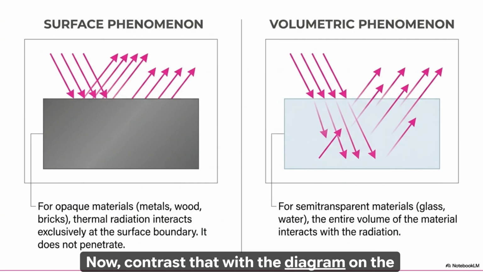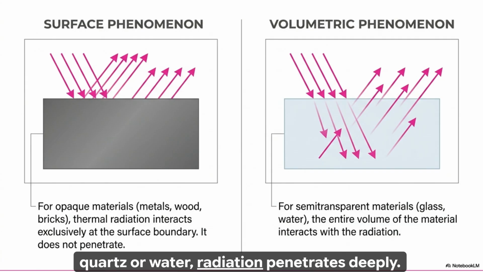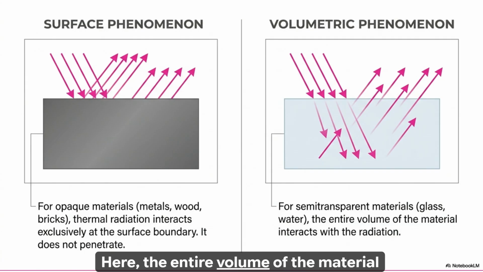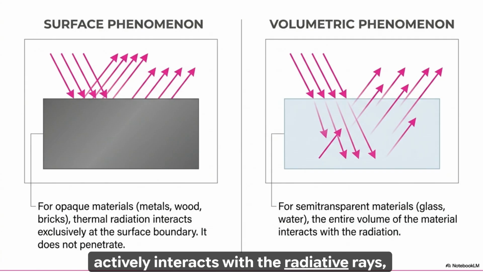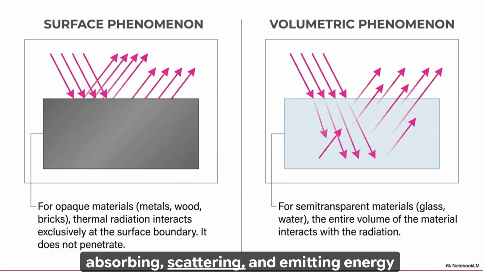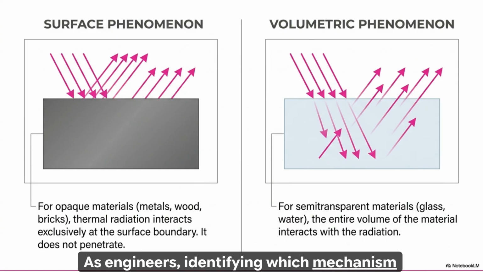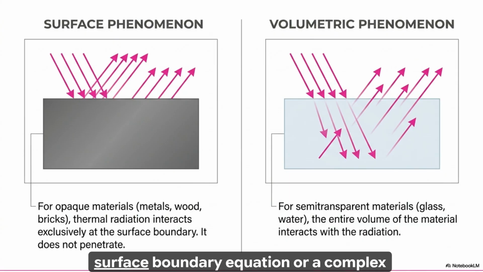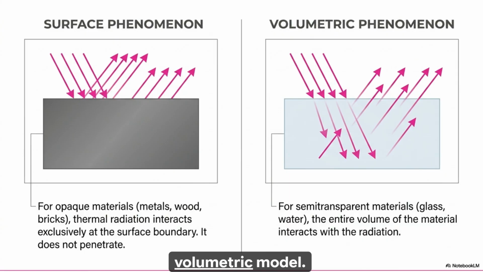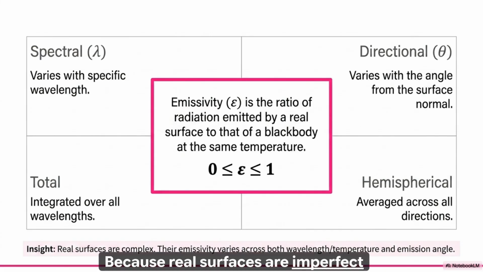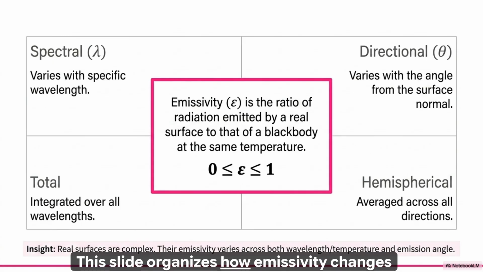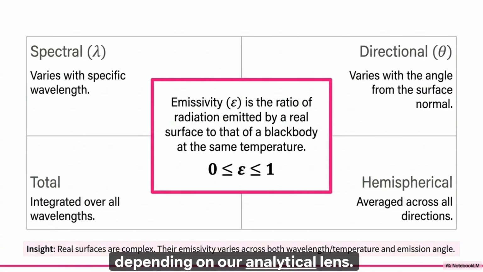Now contrast that with the diagram on the right. For semi-transparent materials like glass, quartz, or water, radiation penetrates deeply. Here, the entire volume of the material actively interacts with the radiative rays, absorbing, scattering, and emitting energy throughout its bulk thickness. As engineers, identifying which mechanism dominates dictates whether we use a simple surface boundary equation or a complex volumetric model. Because real surfaces are imperfect radiators, we use a scaling factor called emissivity to measure their efficiency against a perfect blackbody. This slide organizes how emissivity changes depending on our analytical lens.